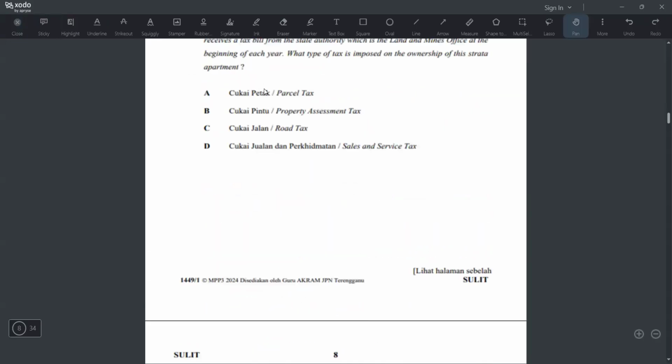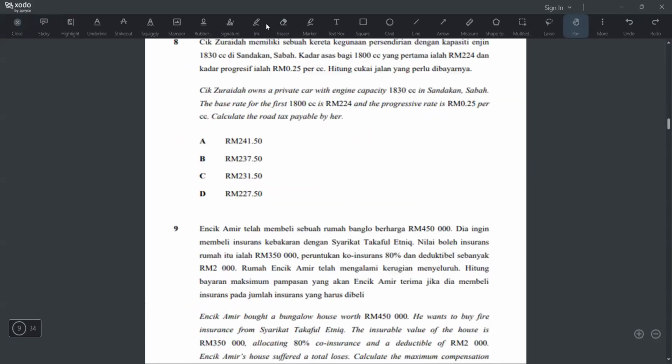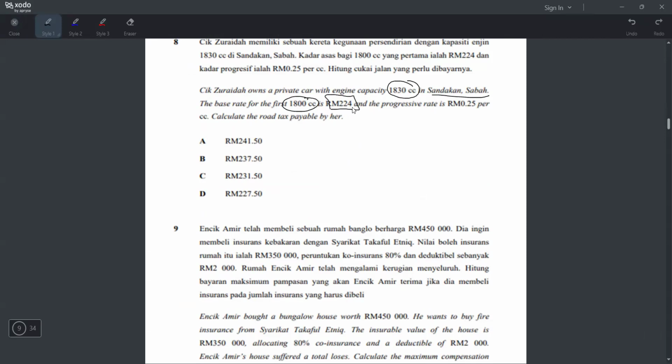Okay, this one is the same thing, so skip lah. Okay, the next question is number 8. Let's read the question. Cik Zuraida owns a private car with engine capacity 1830cc in Sandakan. The base rate for the first 1800cc is 224. This is the base rate. And the progressive rate is 25 cents per cc. Calculate the road tax payable by her.